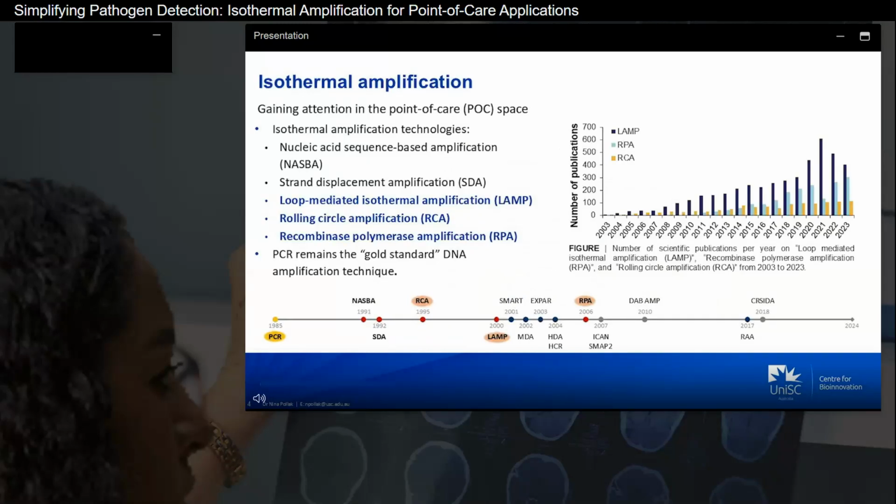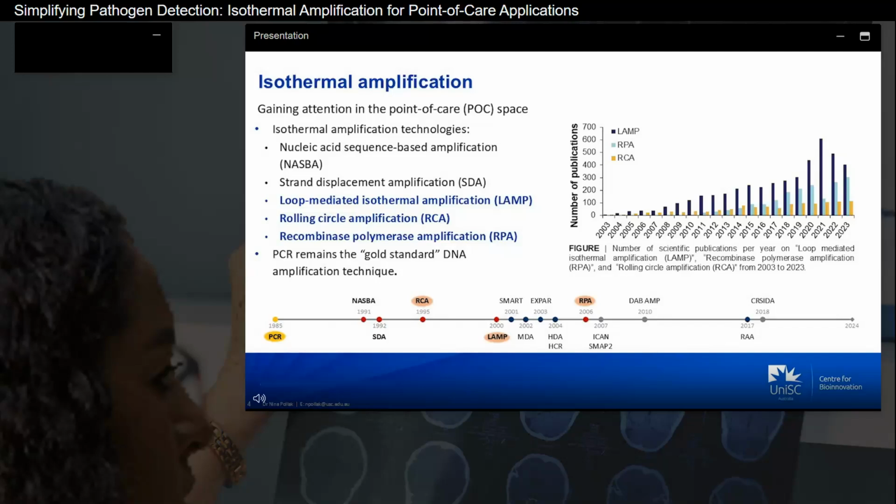Isothermal amplification is rapidly gaining attention in the point-of-care diagnostics space due to its simplicity and speed compared to traditional methods. There are several key technologies within this family. The two earliest are nucleic acid sequence-based amplification and strand displacement amplification, developed in 1991 and 1992. This was followed by rolling circle amplification and then loop-mediated isothermal amplification and later on recombinase polymerase amplification. But there are lots of others.